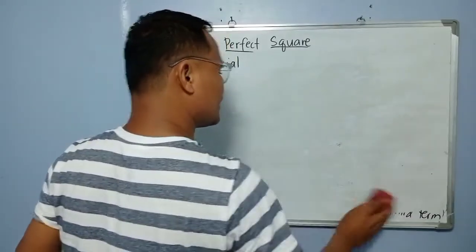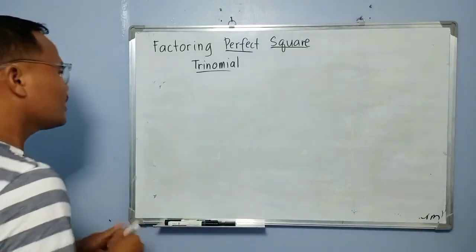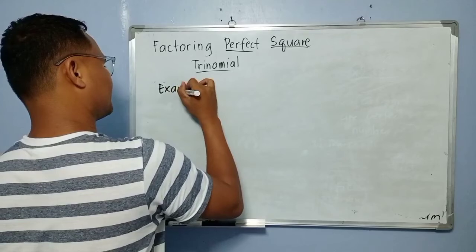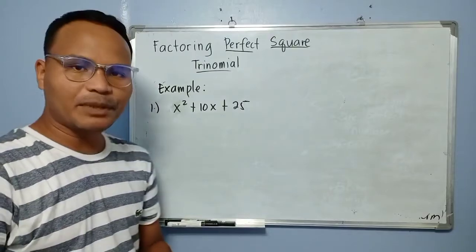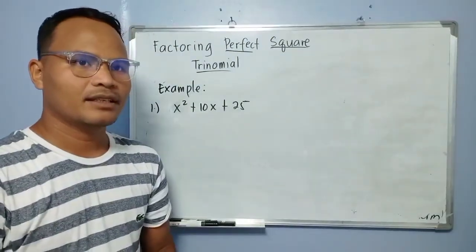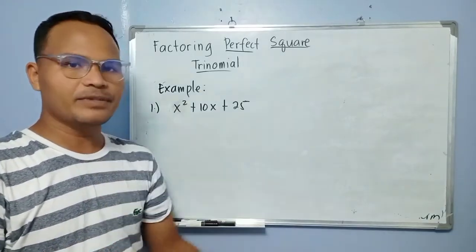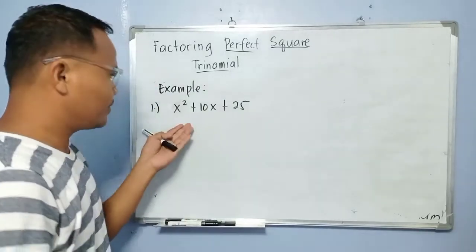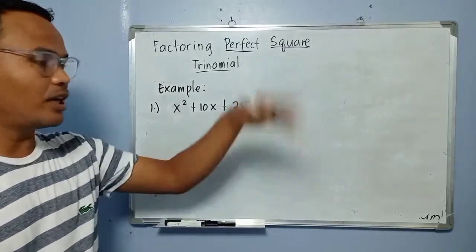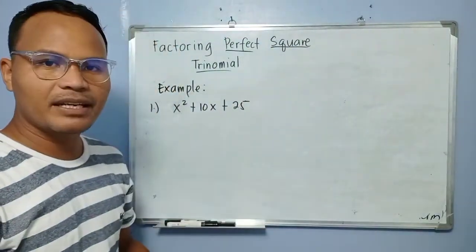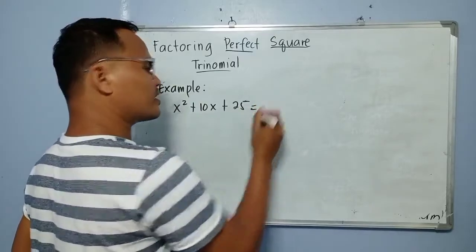Okay? Let us now continue with factoring perfect square trinomial. Example. Now, factoring perfect square trinomial is very easy. The first thing that we should do is to determine that a trinomial is a perfect square trinomial. So like for example here, x squared plus 10x plus 25. This is a perfect square trinomial based on our previous discussion on determining a perfect square trinomial. Okay. So if this is a perfect square trinomial, it is very easy to factor.